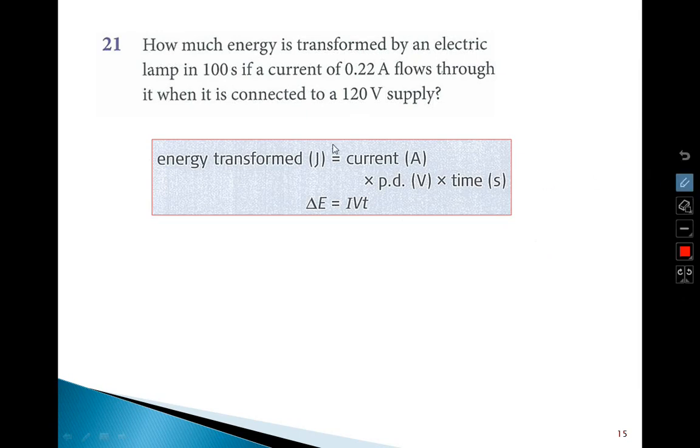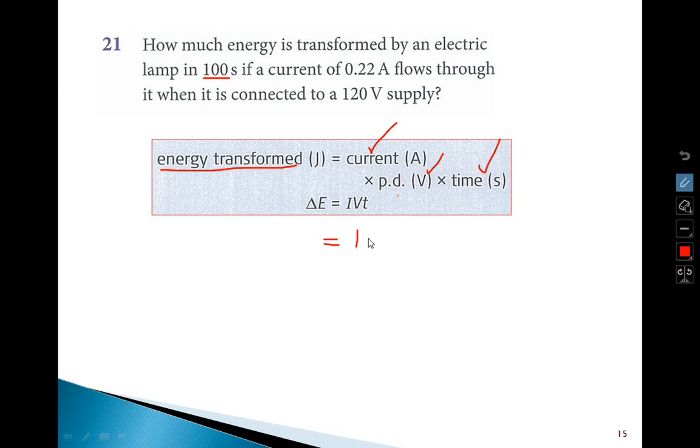So the time is 100 seconds, we have T. The current is 0.22 ampere, we have I. The voltage supply is 120. So we have all of those things: current, voltage, and T. So energy transferred, or delta E, measured in joules. Delta E is equal to I times V times T.